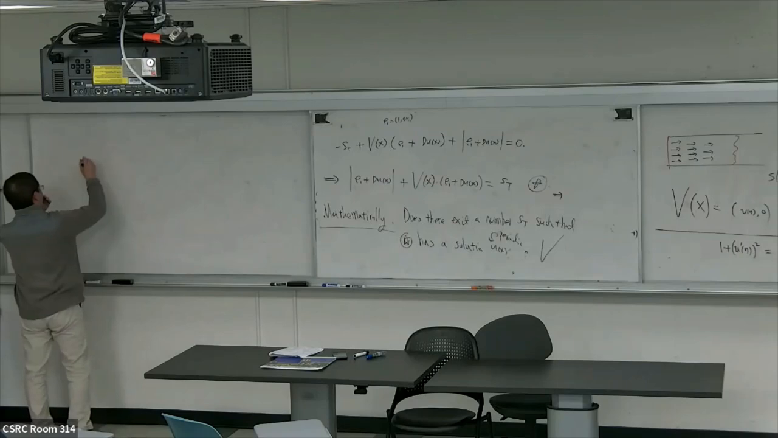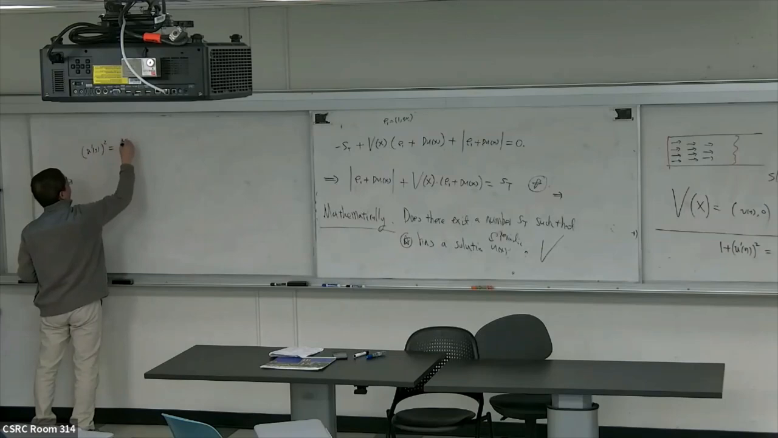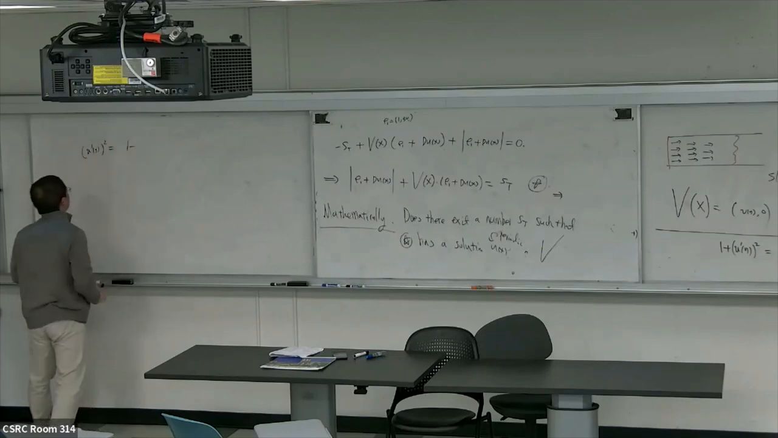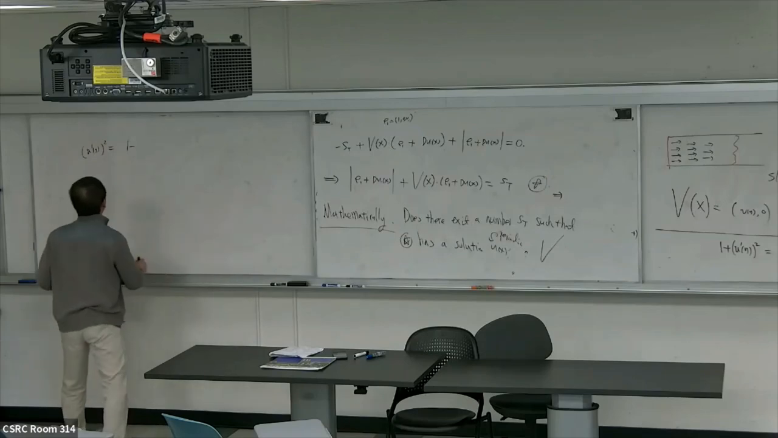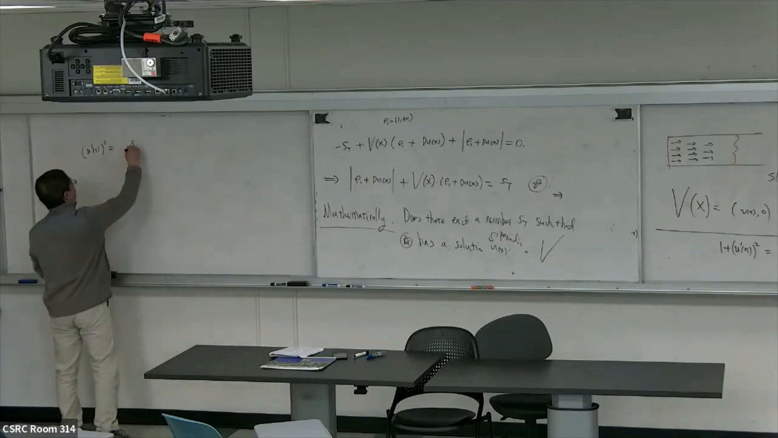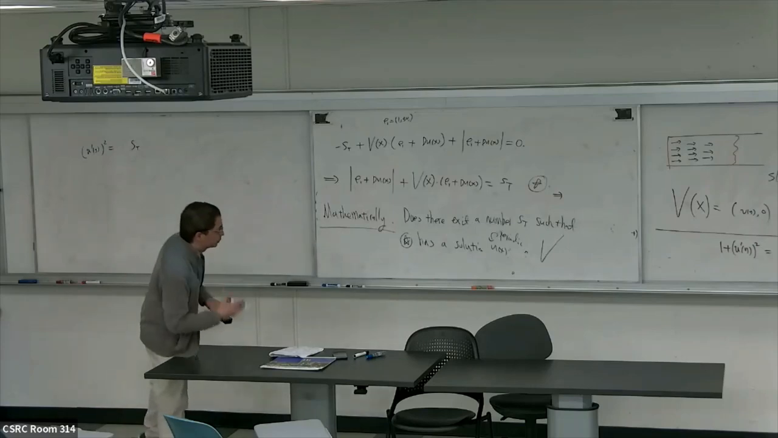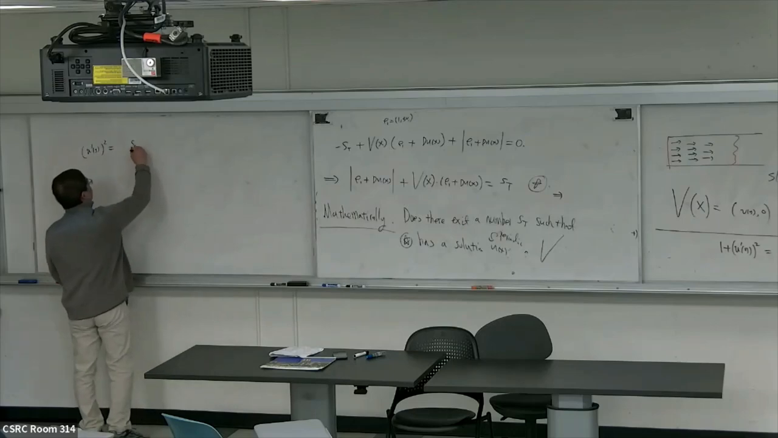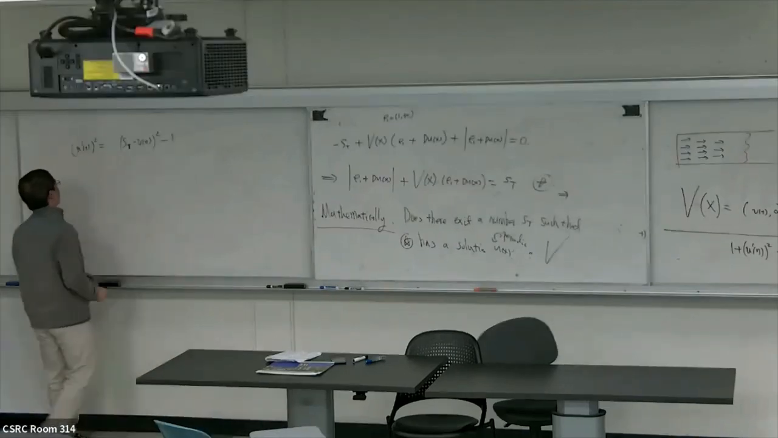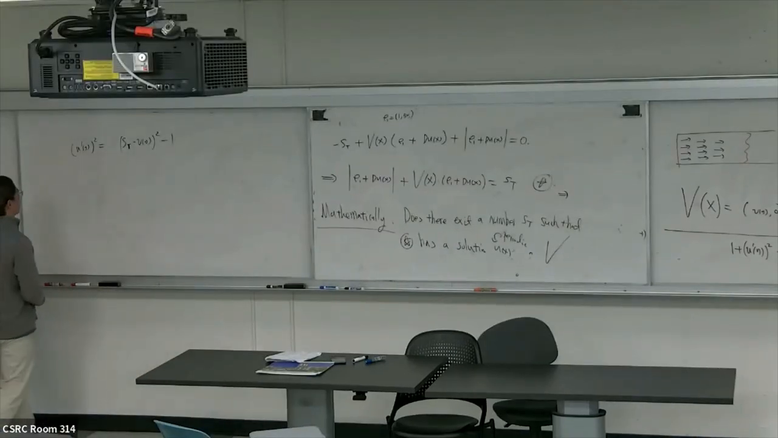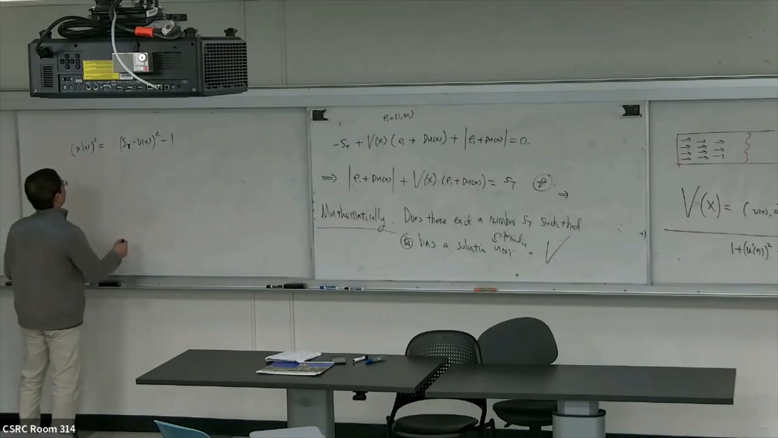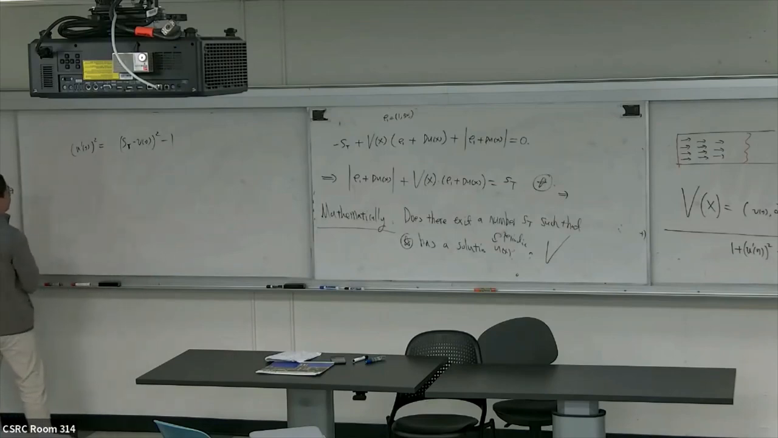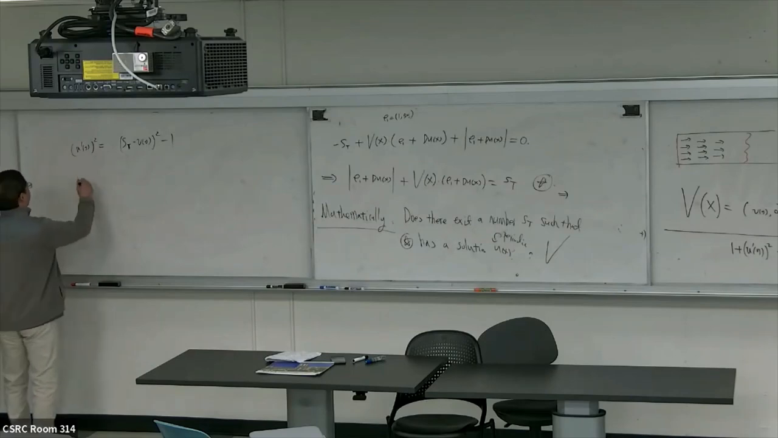Okay, so then we have this one. Here we have one minus s_t and minus a constant. So s_t minus vy, here we take this squared, and this is minus one. That's what we have. Then we take the square root of that.